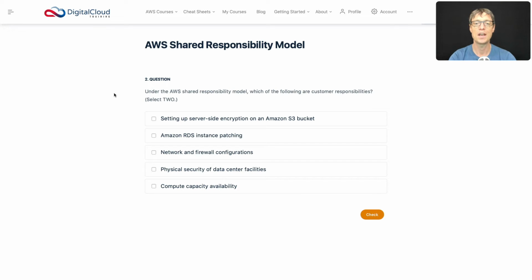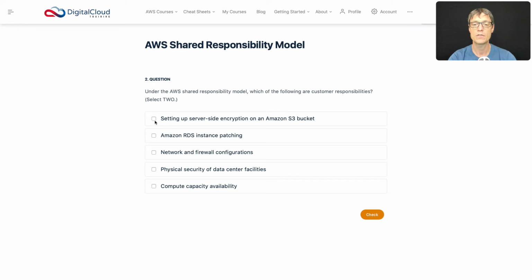So we've got another question here. Now you will find that a lot of these questions are fairly similar. The key thing is to work out, are they asking you for the customer responsibilities or the AWS responsibilities? In this case, again, it's the customer. So what is the customer responsible for?